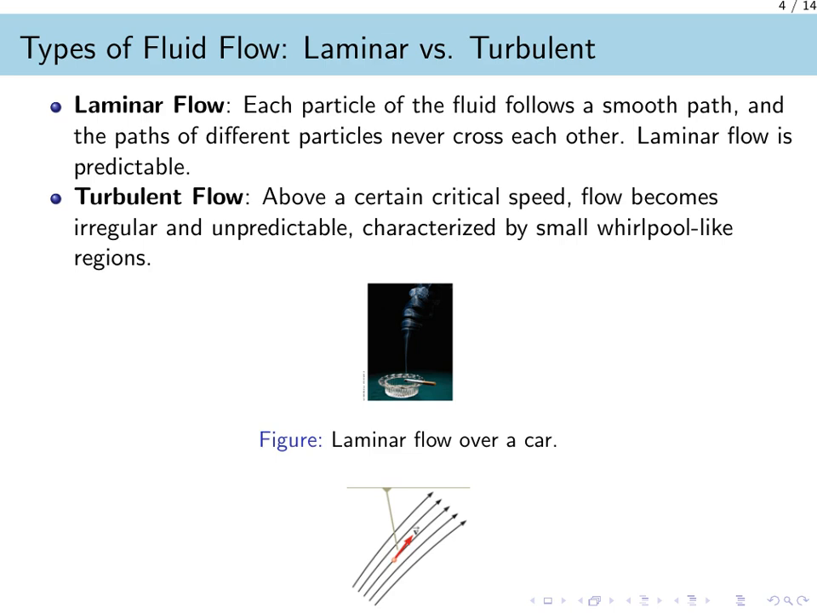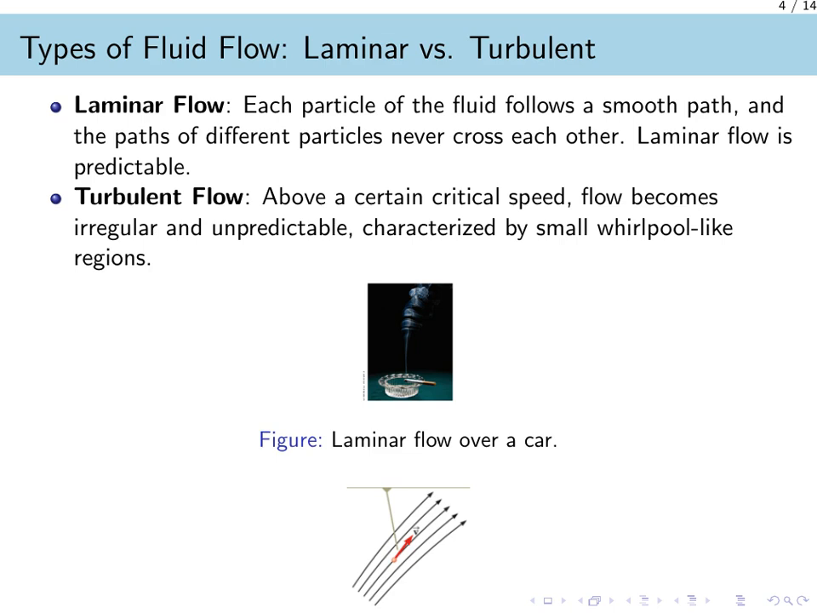To understand how fluids move, we first need to distinguish between two fundamental types of flow. The first, and simpler, type is called laminar flow. In laminar flow, each particle of the fluid follows a smooth, predictable path. A key feature is that the paths of different particles never cross, much like cars staying perfectly in their own lanes on a highway. The image of air flowing smoothly over the car in the wind tunnel is a perfect illustration of this orderly motion.